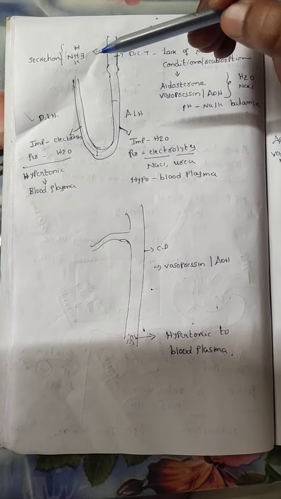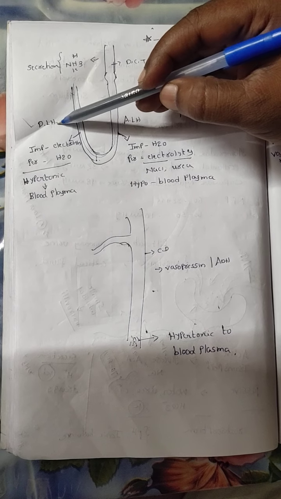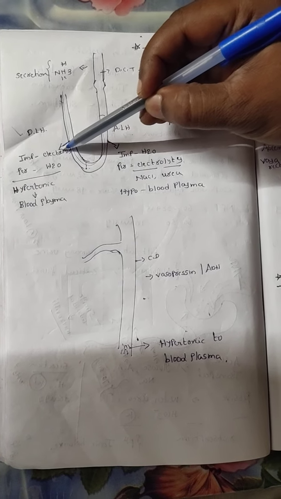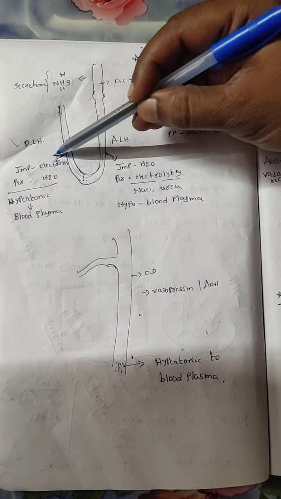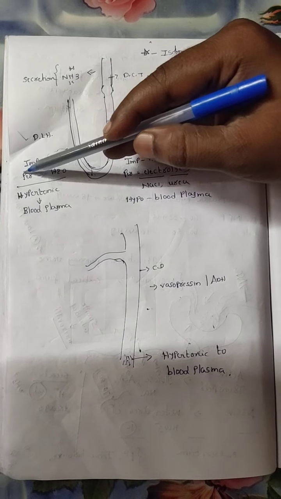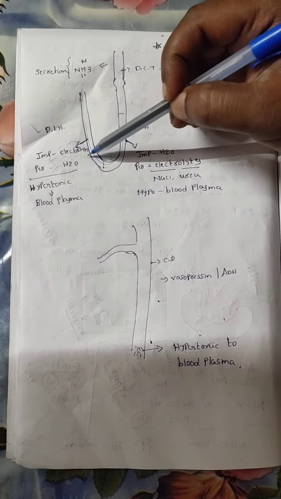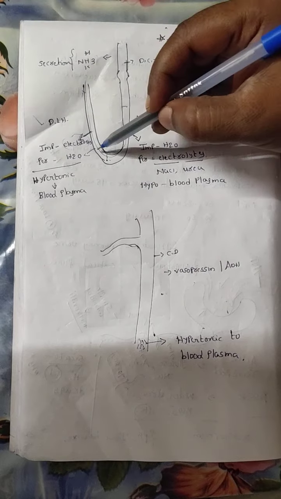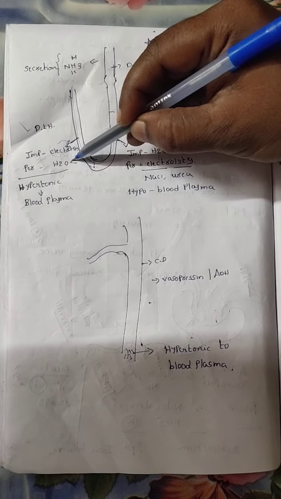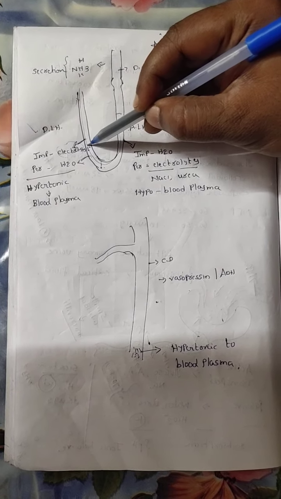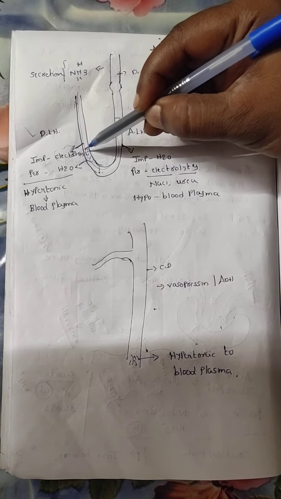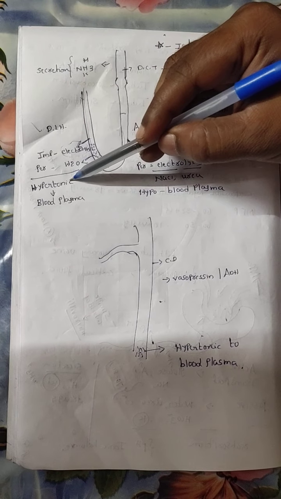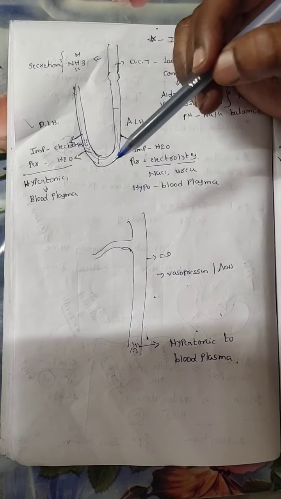Very important here: the descending loop of Henle is impermeable to the electrolytes. It means in this region electrolyte reabsorption does not take place, but it is permeable to water. Water reabsorption takes place here. That's why, when water is reabsorbed here, more electrolytes are present. When more electrolytes are present, the solution is of hypertonic nature. Very important: hypertonic to blood plasma.